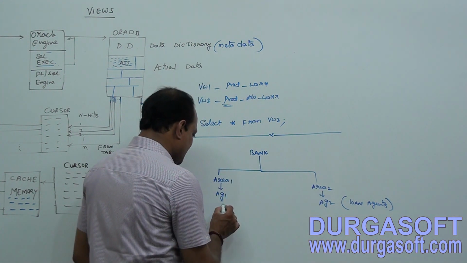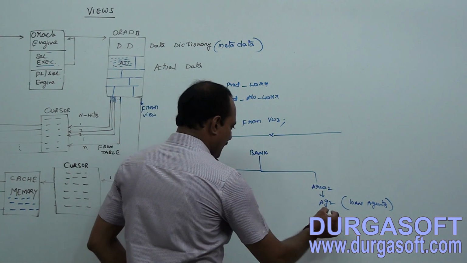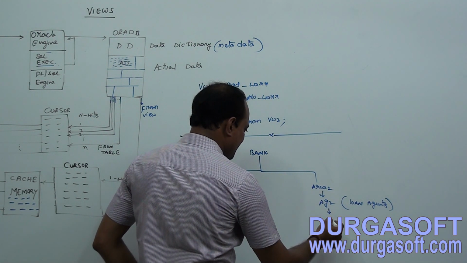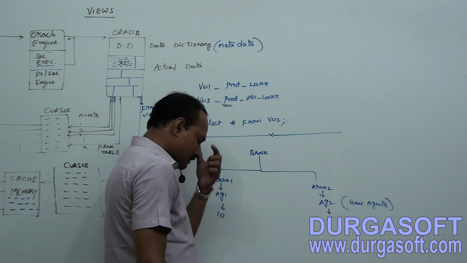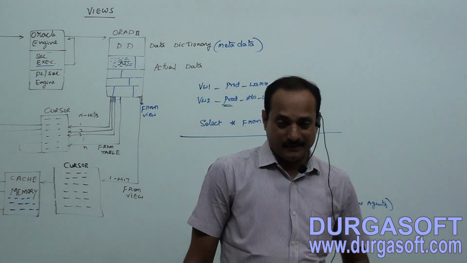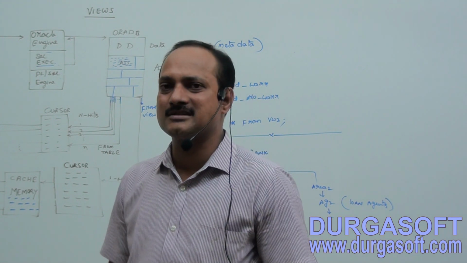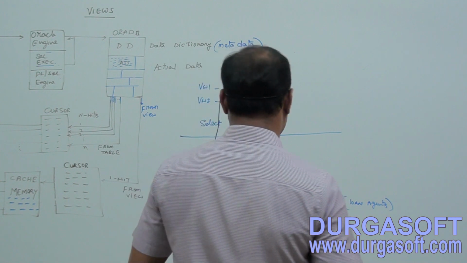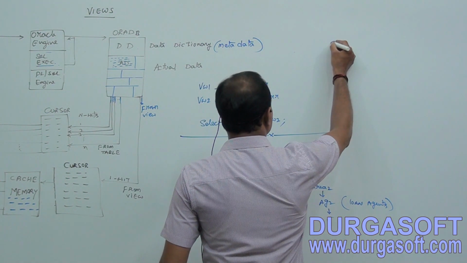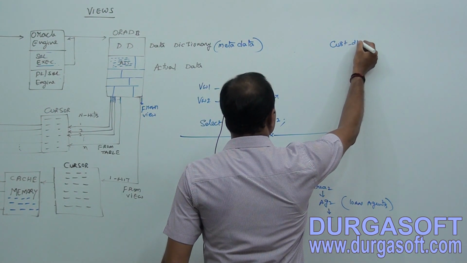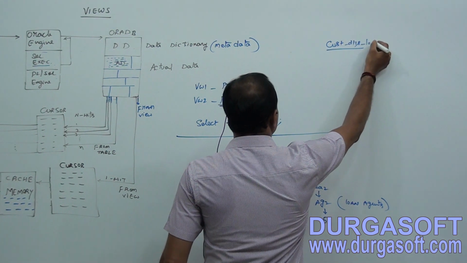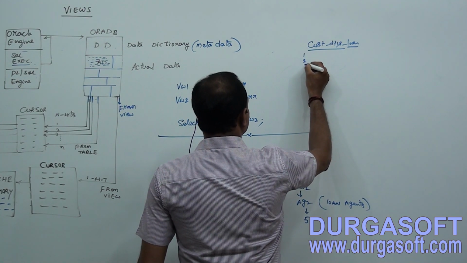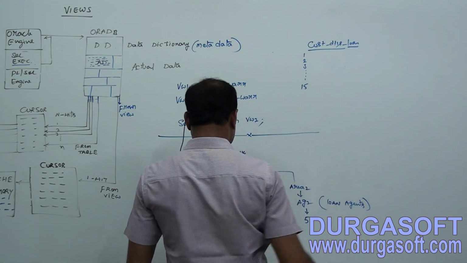Let us see, under agent 1, 10 customers are there. Under agent 2, 5 customers are there. So according to the banking database, the total number of customers opting for a loan is 15. Those 15 customers' details can be maintained in this table, the customer details table, under the loan category. So totally how many customers? 1, 2, 3, 4, 5, like this 15.